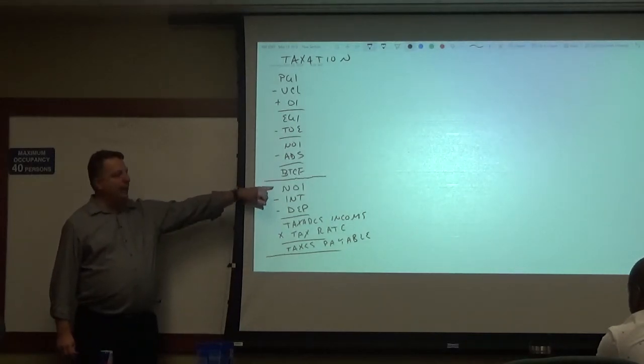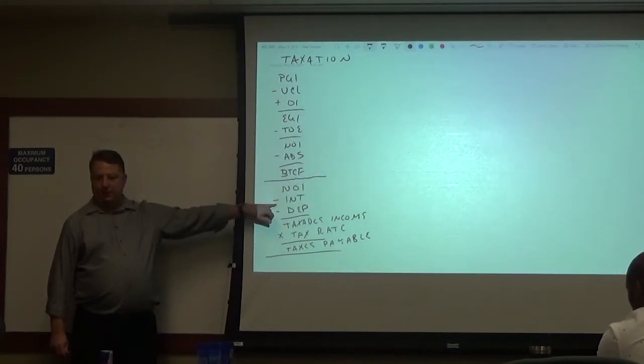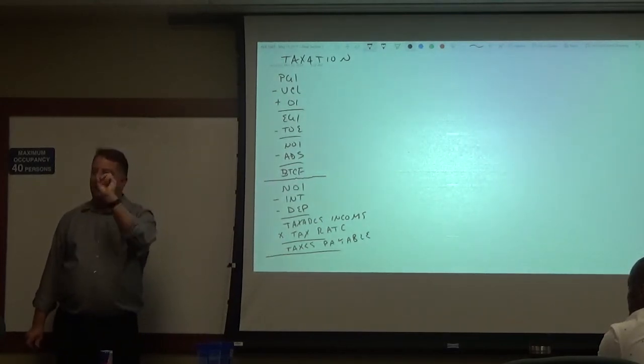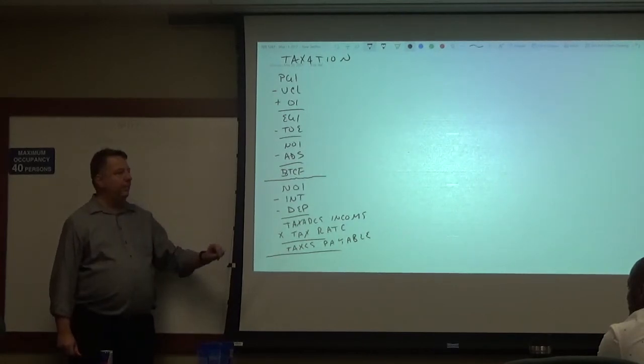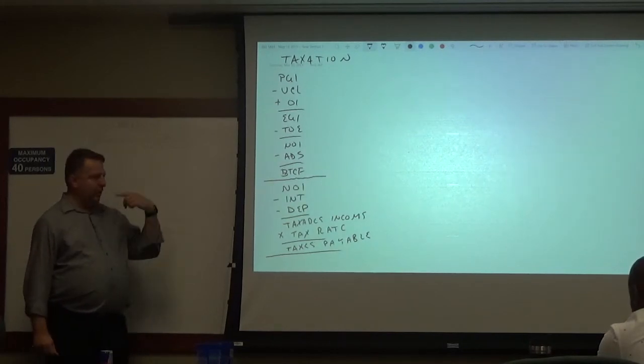So net operating income, you subtract out interest expense on any mortgage. Not subtract out the debt service or the mortgage payment, just the interest piece. That's my question. I'm sorry? That's my question. What's the difference? When do I subtract the debt service? We're getting there.